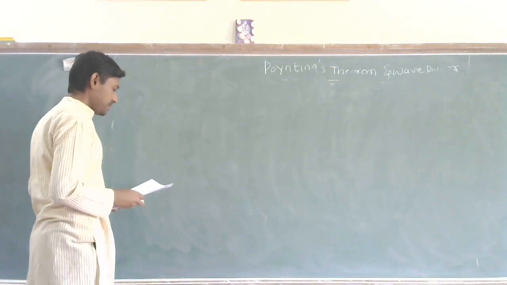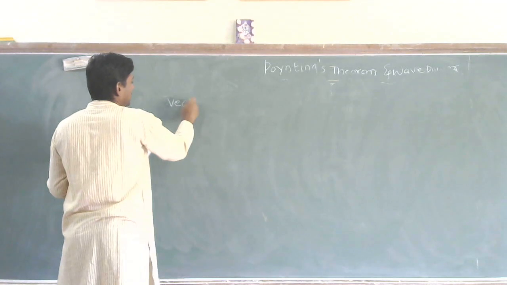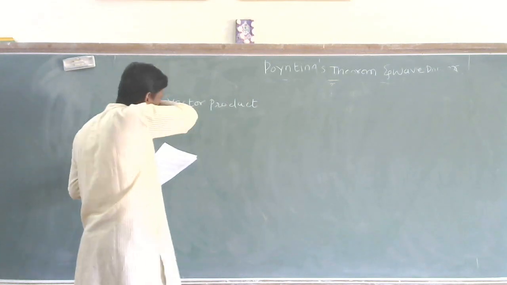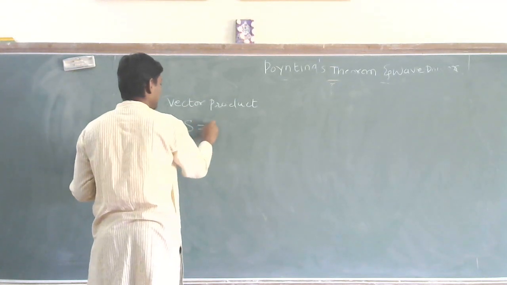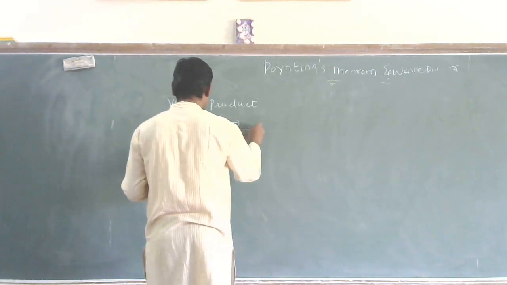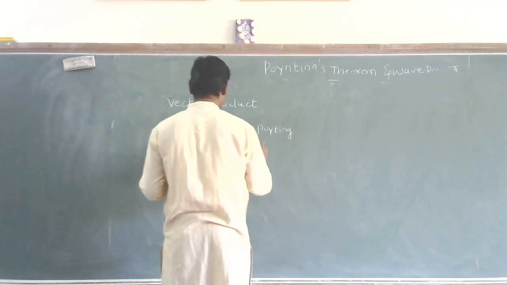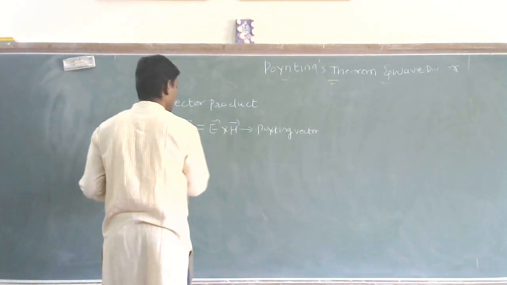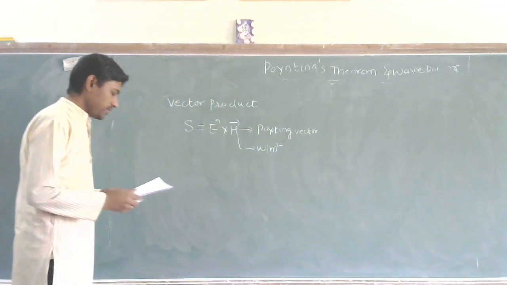So with this Poynting's theorem, what we would like to say is that there is an interesting factor about this vector product, which is denoted by S, and the vector product is E cross H. This is called the Poynting vector, and you could really check that it has a unit of watt per meter square.